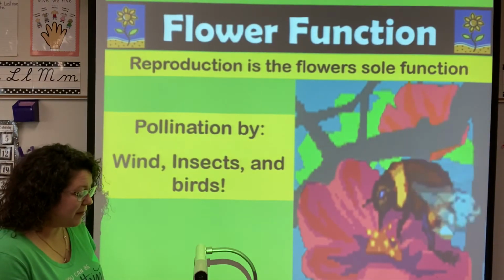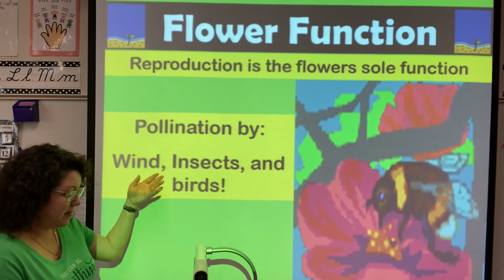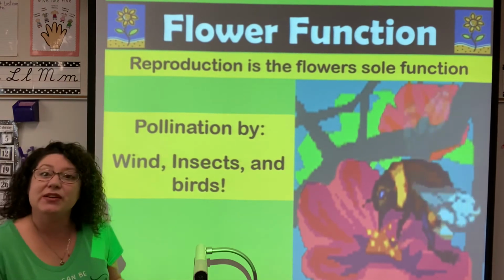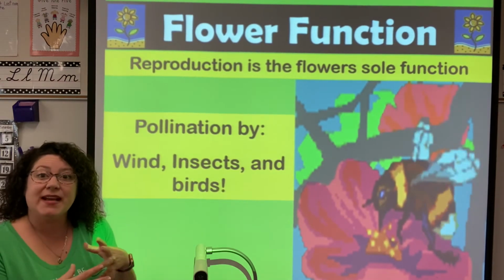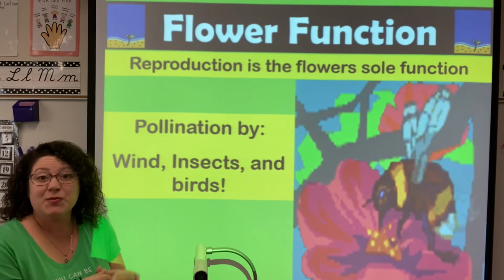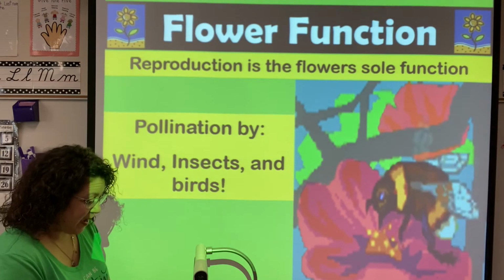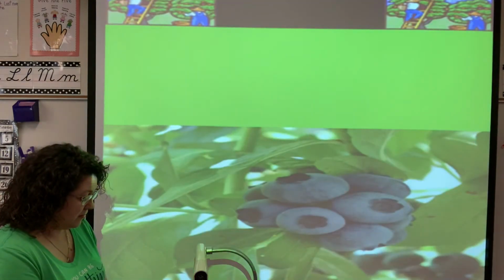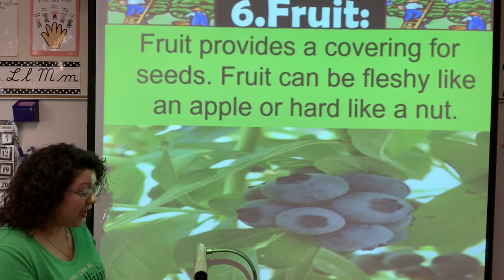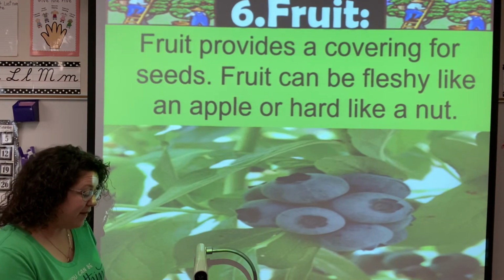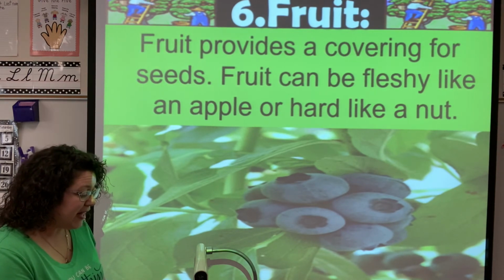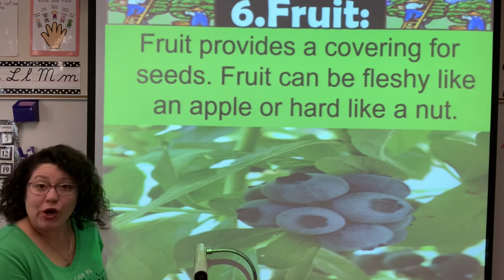So how do they reproduce? By wind, insects, and birds. We learned yesterday that insects can pollinate other flowers when they fly around. The wind can blow the seeds around. And we've got the fruit. The fruit provides a covering for the seeds. Fruit can be fleshy, like an apple, or hard, like a nut.